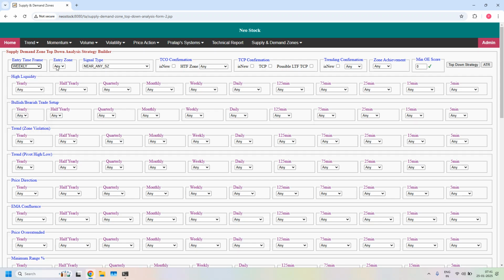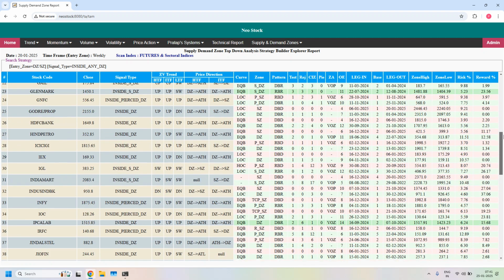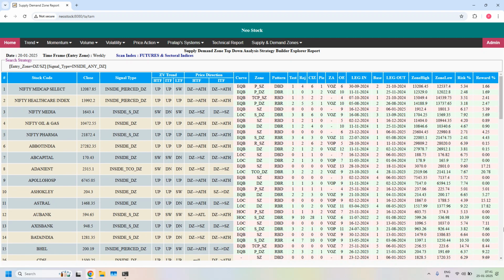Next, weekly time frame, price closed inside the weekly demand zone. We got a big list. We got 71 stocks. I'm scrolling the list down for reference purposes. Later on I will filter with EMA Confluence.